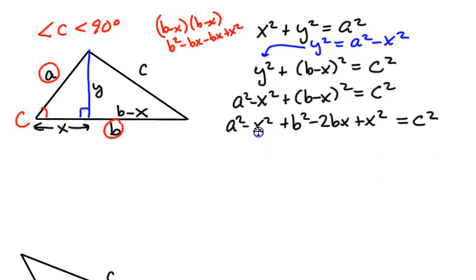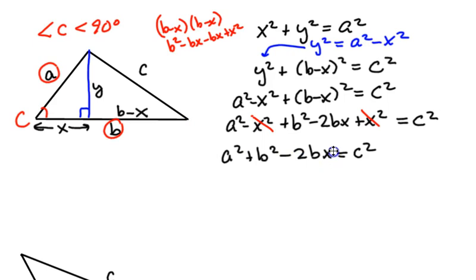Now a nice thing happens here. We have a negative x squared and a positive x squared. So this simplifies to a squared plus b squared minus 2bx equals c squared. The a squared plus b squared equals c squared part is just the Pythagorean theorem. This little quantity right here tells me how much smaller side C is than it used to be.